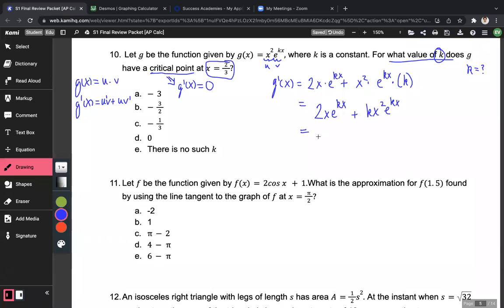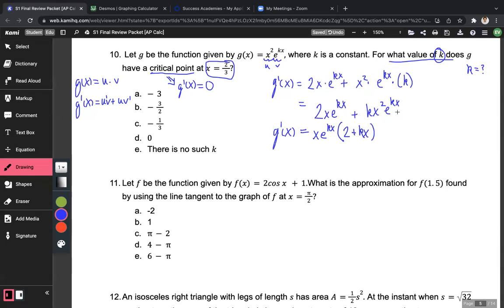Now I'm going to factor out x and e to the kx. That should leave me with 2 plus x. That's my first derivative. All right, I'm happy with this so far. Whoops, except for my k, there should be a k there. That's why it's always good sometimes to pause and take stock of your work for just a second.